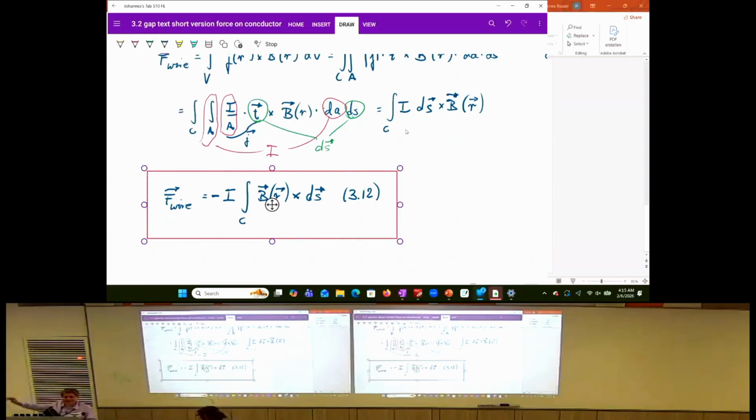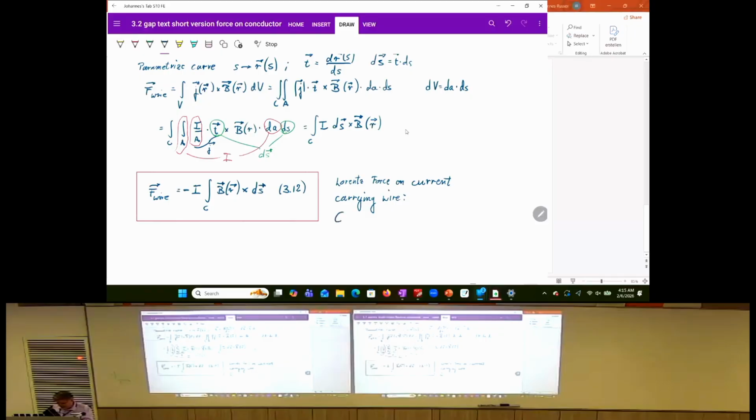And C is a curve with a length L of the wire.